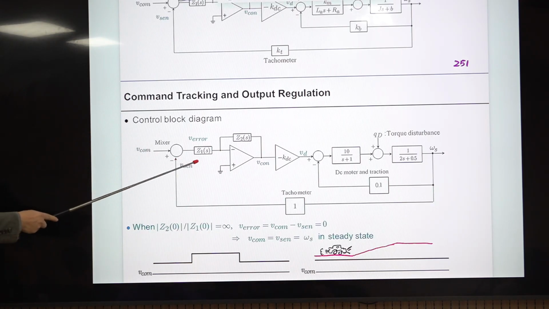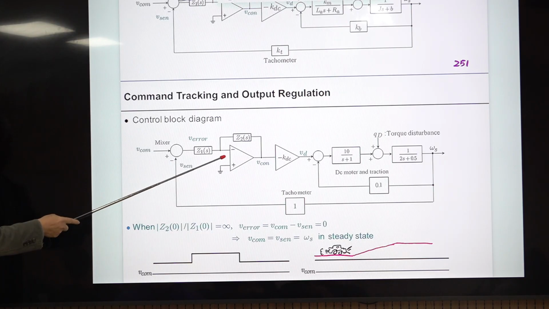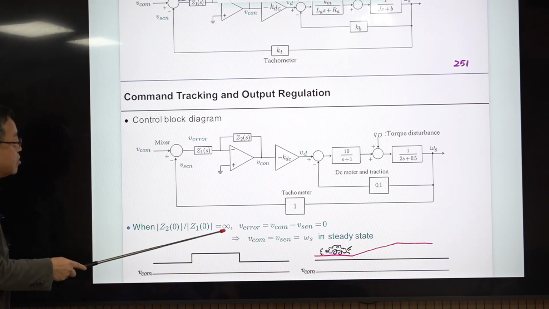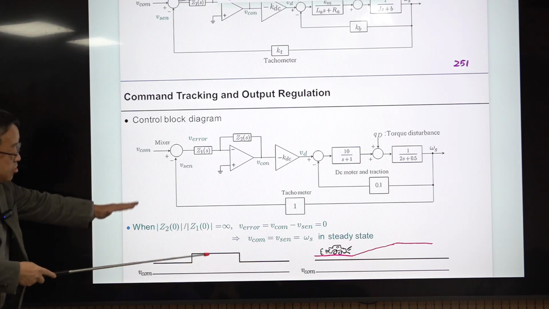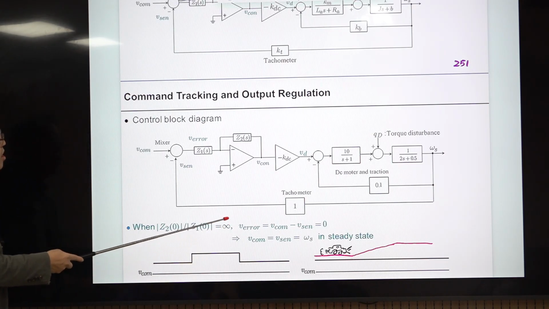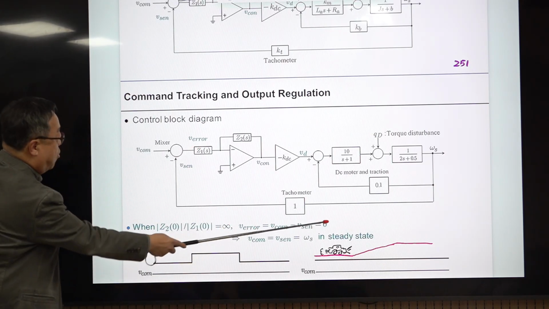If the gain of this non-inverting amplifier is G2 divided by G1, evaluated at DC, there is a j0, or simply 0. The ratio of this magnitude and this magnitude is infinity, that means this one is infinity and this one is finite, not infinity or not 0. Then this becomes 0. I'll explain the details about this in the next slide. So if this is infinity, then this V error becomes 0.